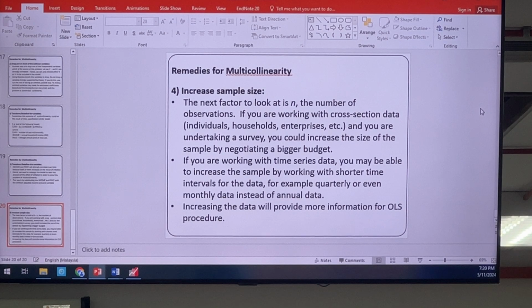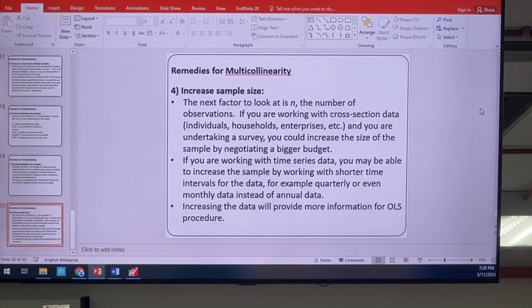And then the last one: increase sample size. The next factor to look at is the sample size, the number of observations. If you are working with cross-section data and undertaking a survey, you could increase the size of the sample by negotiating a bigger budget. If you are working with time series data, you may be able to increase the sample by working with a shorter time interval, for example using quarterly or monthly data instead of annual, so that you have a larger sample size. Increasing the data will provide more information.